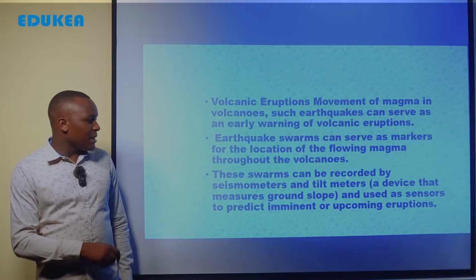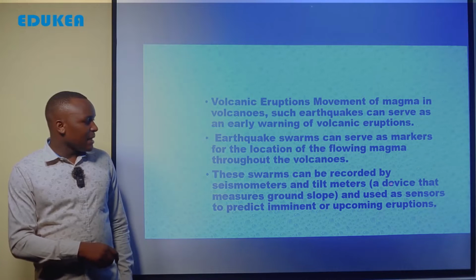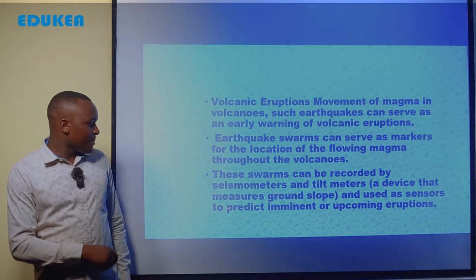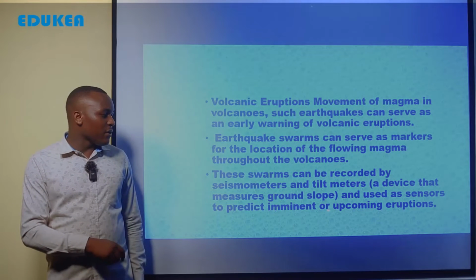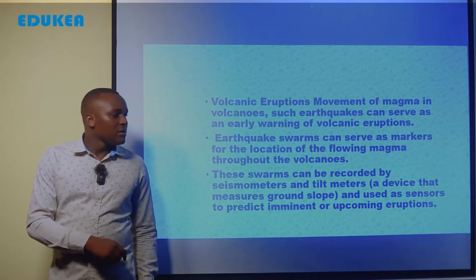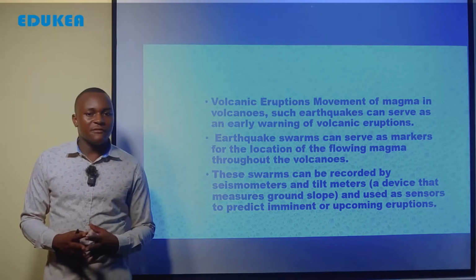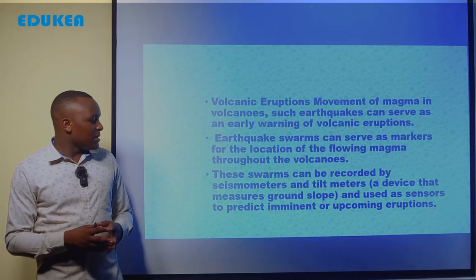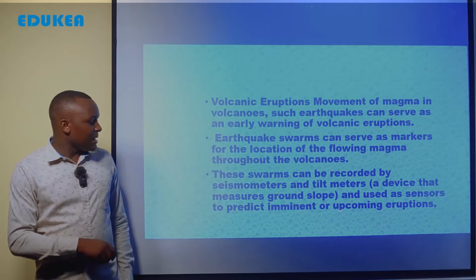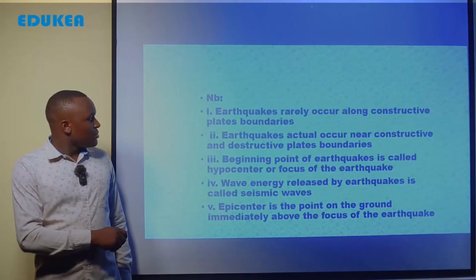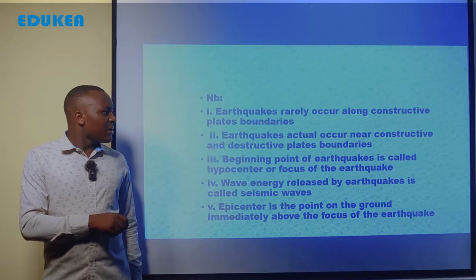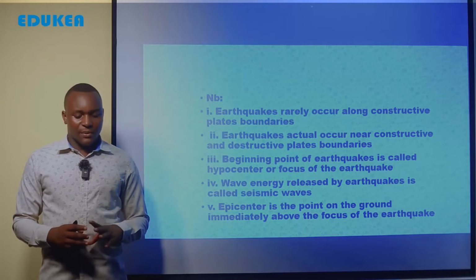We say these swarms can be recorded by a seismometer and tiltmeter, a device that measures ground slope, and used as a sensor to predict an immediate or upcoming eruption. That is how you can use this device to predict an imminent or upcoming eruption. So something to note, we say that earthquakes rarely occur along constructive plate boundaries.